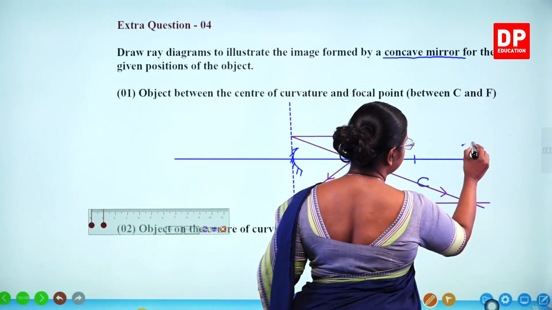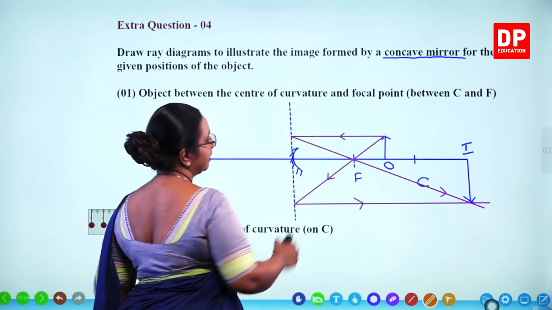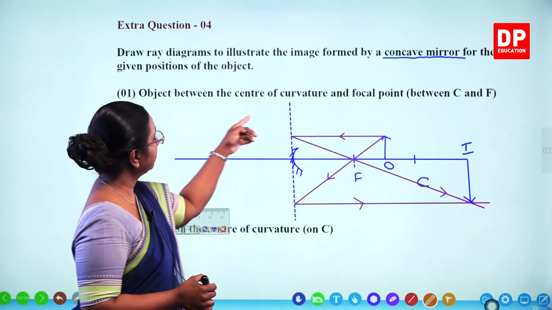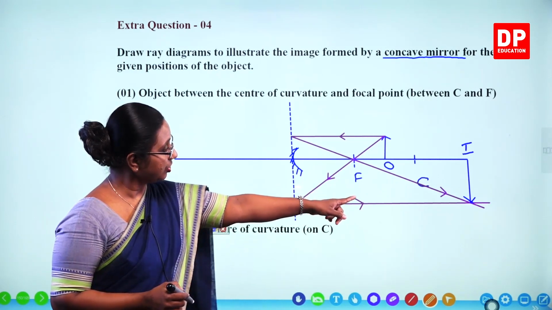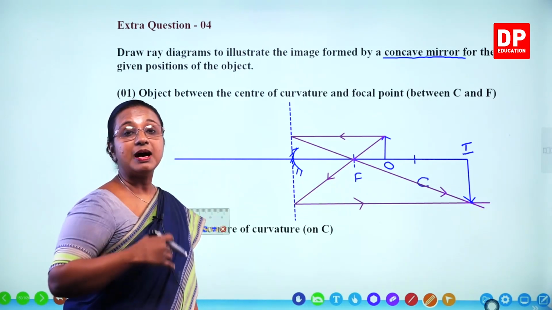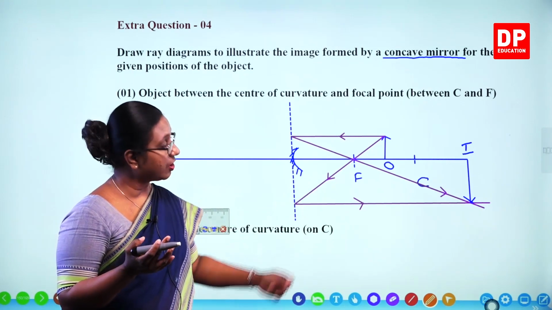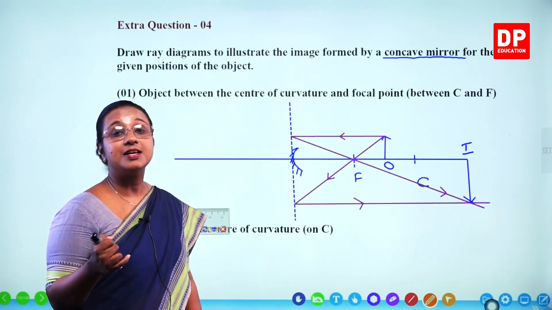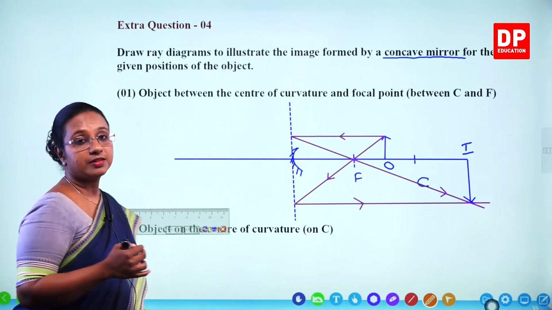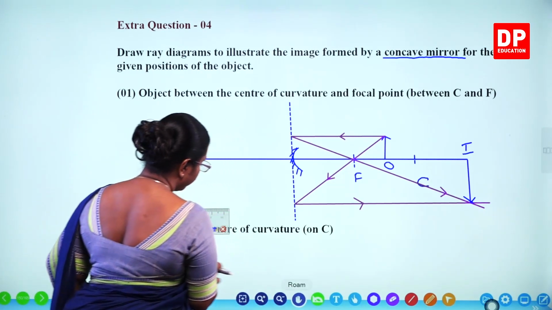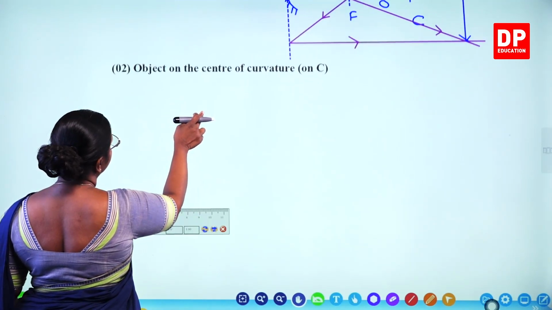That is the image. Now you can see this is the object between F and C. So the object is between the center of curvature and the focal point, that is F and C. You get the image there. It is above C. It's inverted. Is it real? Yes, you can get it on the screen. And also it's larger than the object. So those are the properties, but here they have not asked for the properties. Then we will move on to the second type of image that they want us to draw.